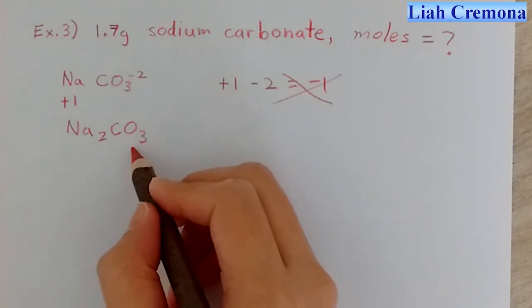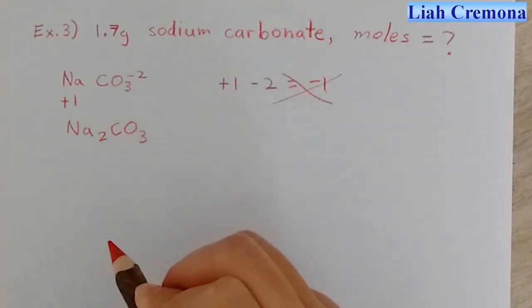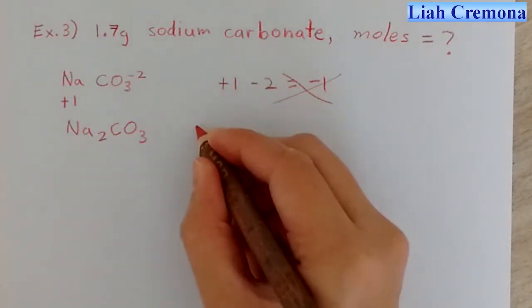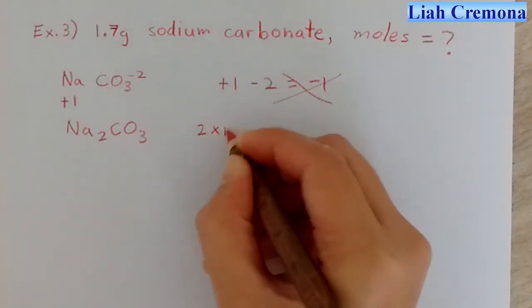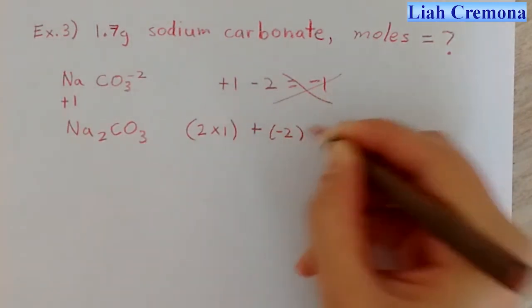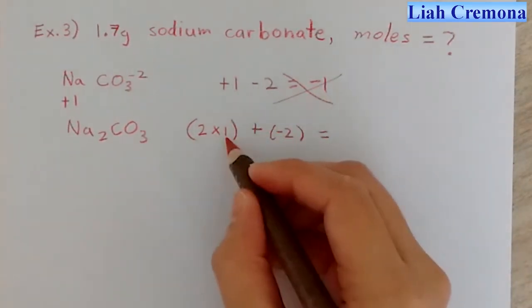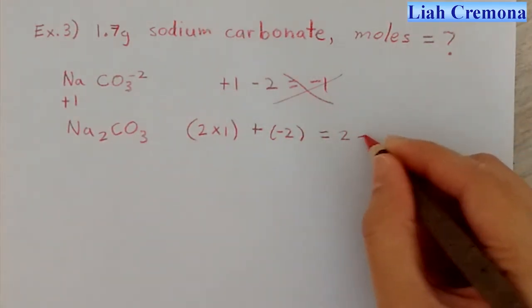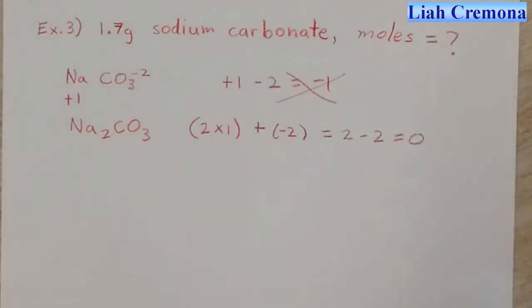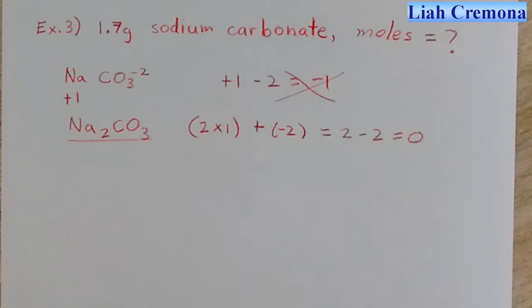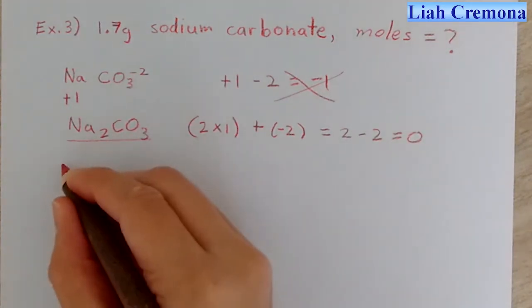Here is the chemical formula for sodium carbonate. Now, if we double check our charges, we have two positive 1s, so 2 times 1, plus a negative 2, which equals 2 plus negative 2, or minus 2, is indeed 0. So we know that this is the chemical formula for sodium carbonate. Next, we must find the molar mass of this compound.